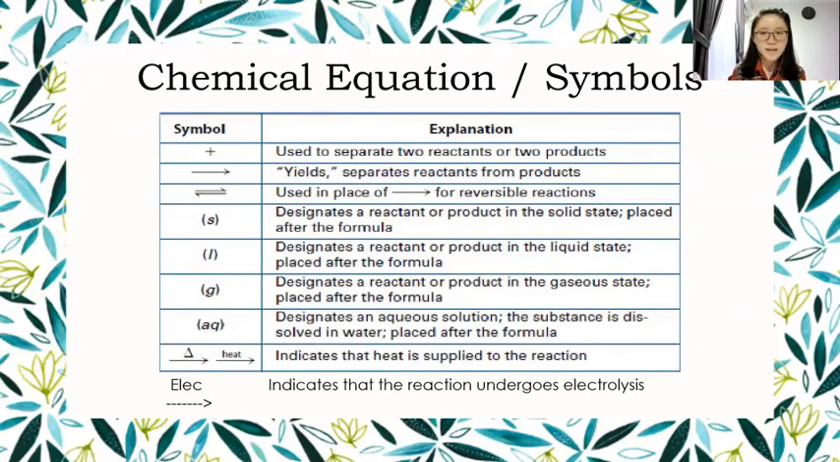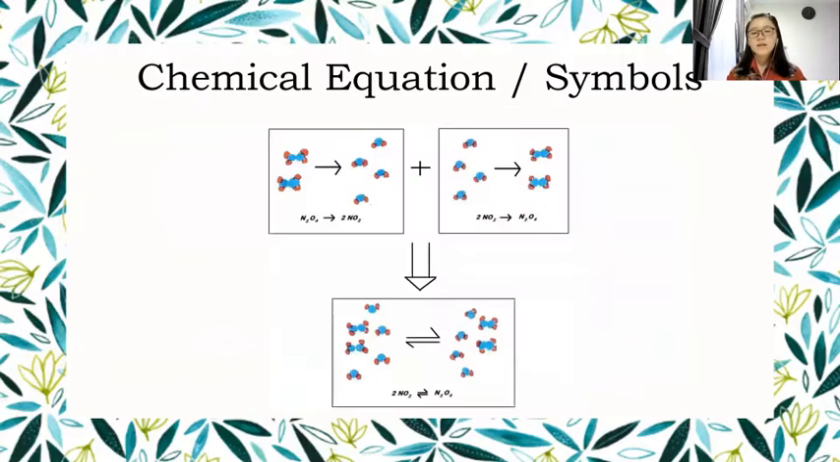Now, the arrow with the word electricity above indicates that the reaction is undergoing electrolysis. This is an example of a reversible reaction. Dinitrogen tetroxide yields 2 moles of nitrogen dioxide, and 2 moles of nitrogen dioxide yields dinitrogen tetroxide. So they turn A into B, B into A simultaneously. That's why there's the double arrow. Not all equations have this, only some, so I hope you don't use this for every chemical reaction.